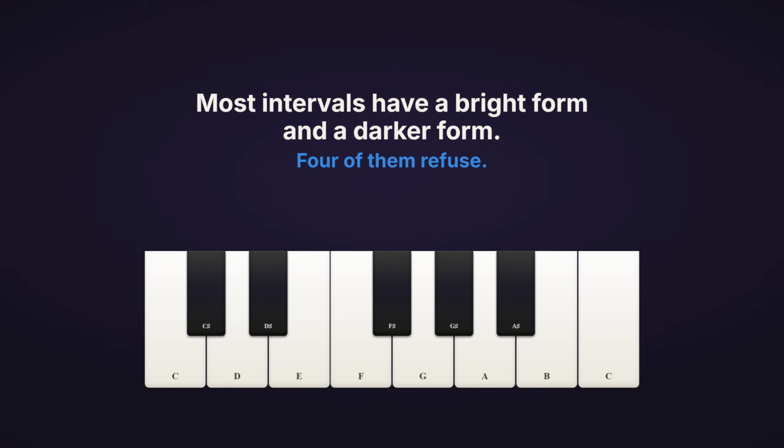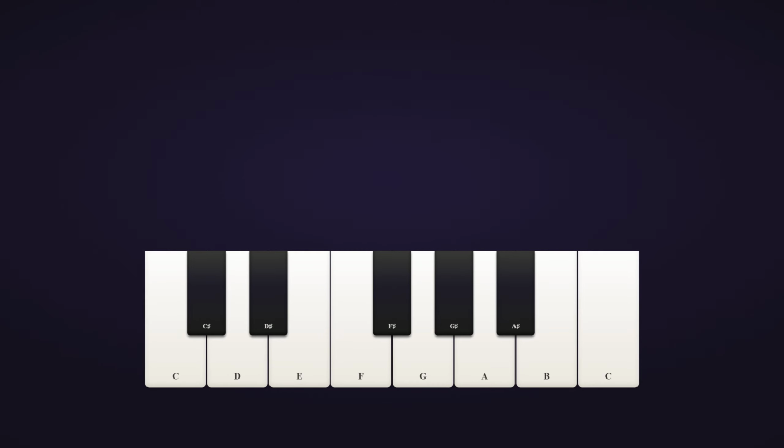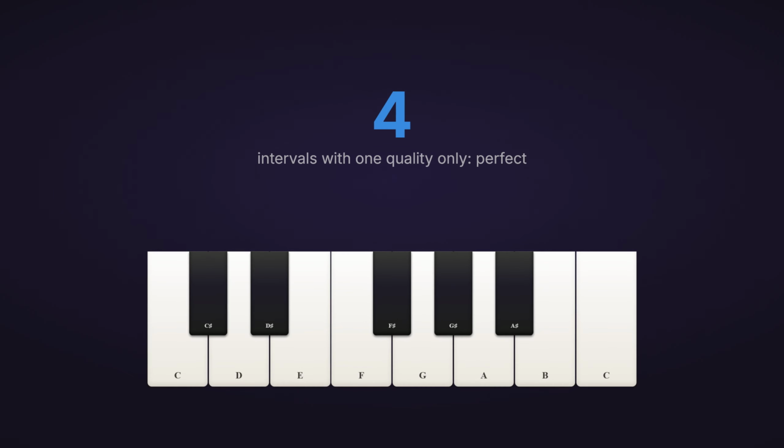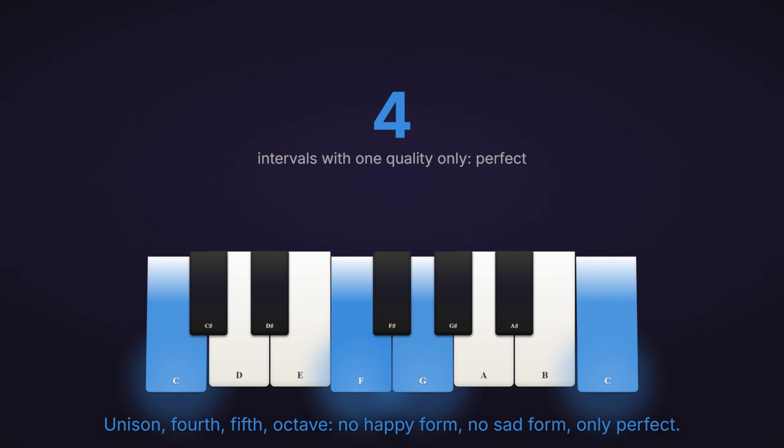But four intervals flatly refuse to play along. They have no happy form and no sad form at all. There is no major version of them and no minor version of them. They come in one quality only, and that quality has a special name. We call them perfect. The unison, the perfect fourth, the perfect fifth, and the octave.